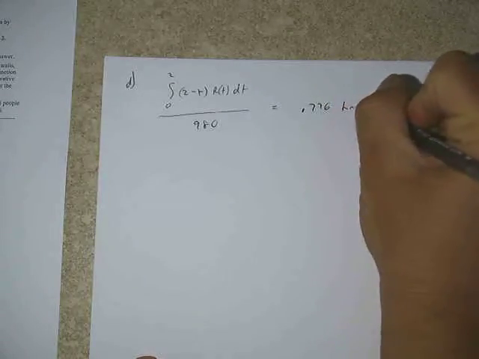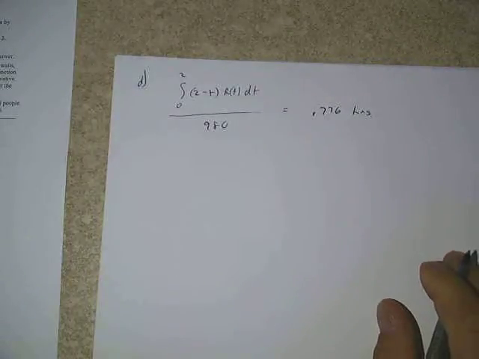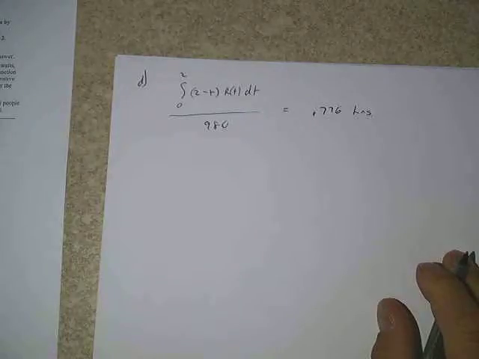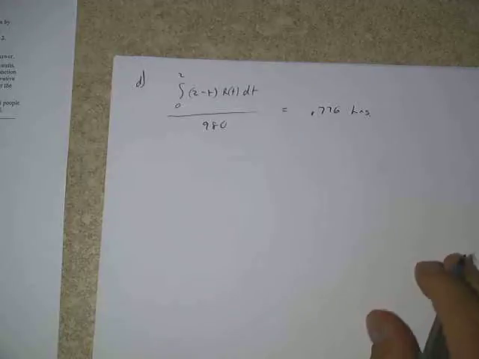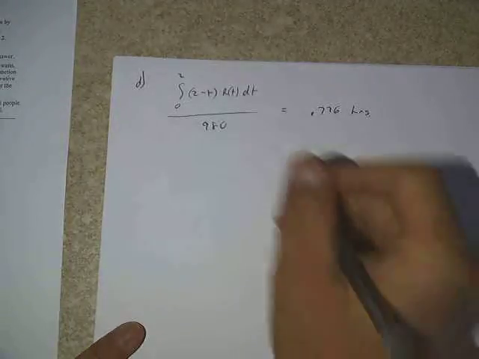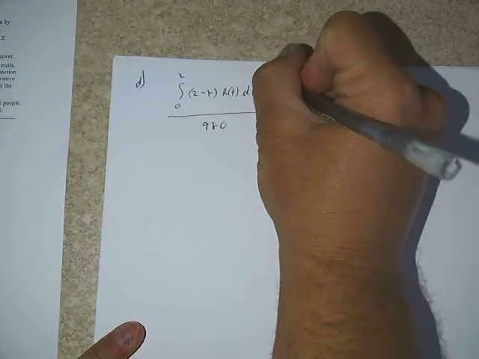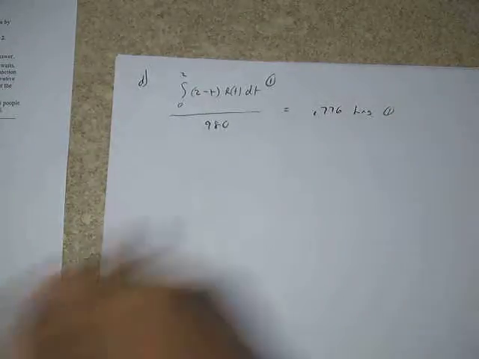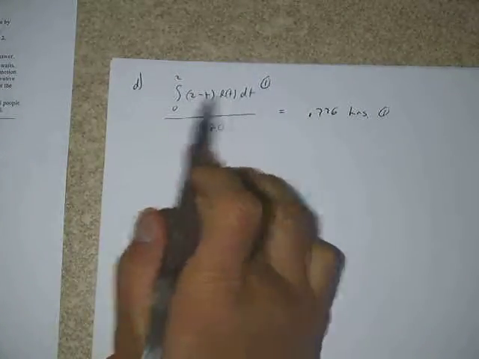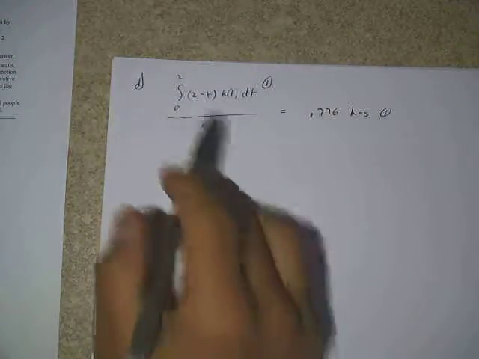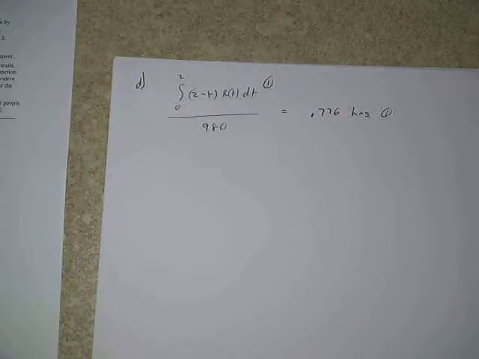And then once we have an answer for that, what are we going to divide that by? The total number of people that were in the building, which is what we found in part A, which is how much? It was 980, wasn't it? And if we do that properly, it should be 0.776. And the units here are hours. So it means the average person waits about 45 minutes.